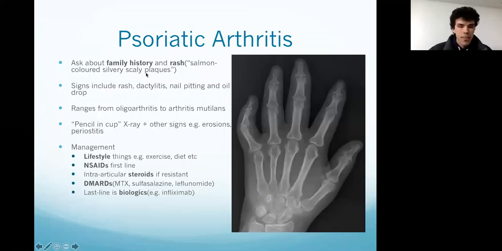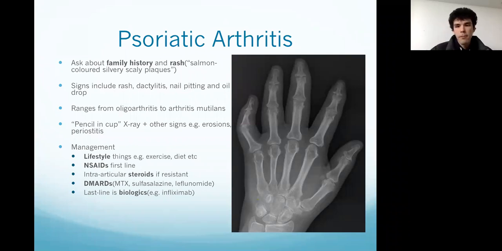So for psoriatic arthritis, there's some extra signs. So we've got family history and a rash. These are these salmon-colored silvery scaly plaques. So they might have that rash, dactylitis, which is swelling of the fingers. You can see this finger looks a bit fat here. Nail pitting and oil drop signs, which are in the nails. This can range from oligoarthropathy, so where they just have like a few here and there that are affected, to arthritis mutilans, which is where the hands are quite intensely affected and everything looks very, very out of place.